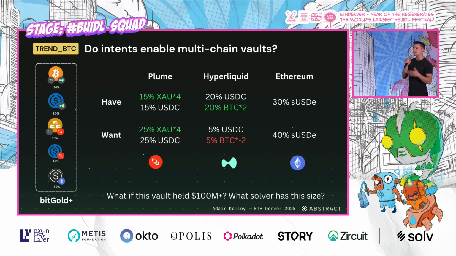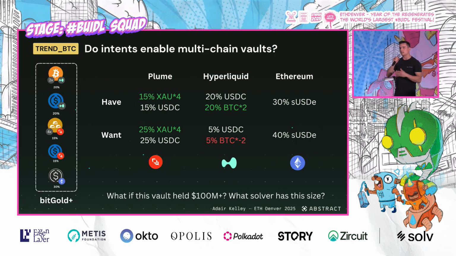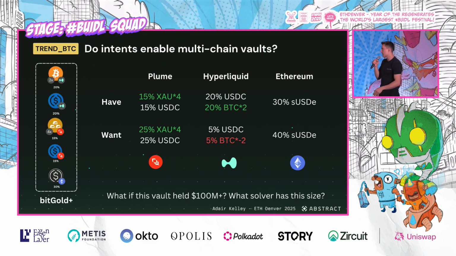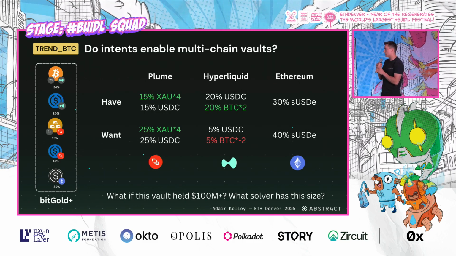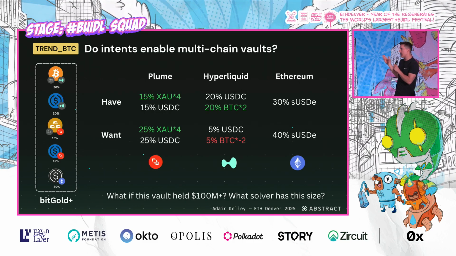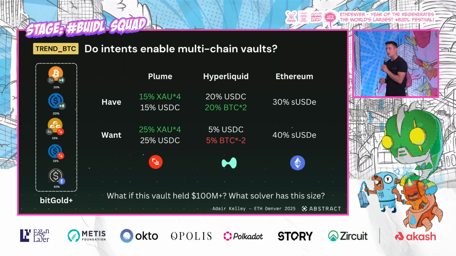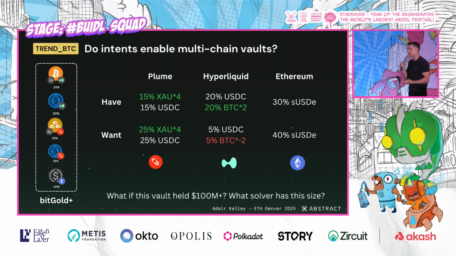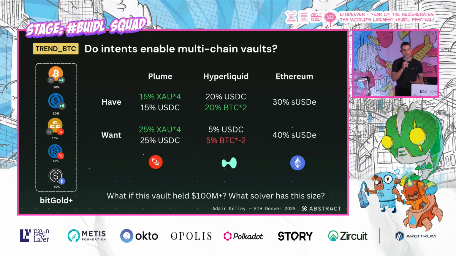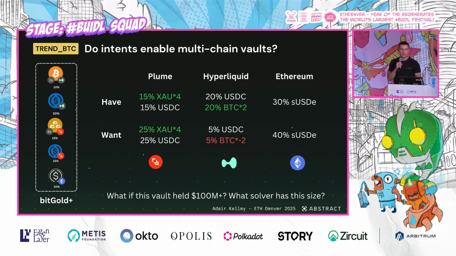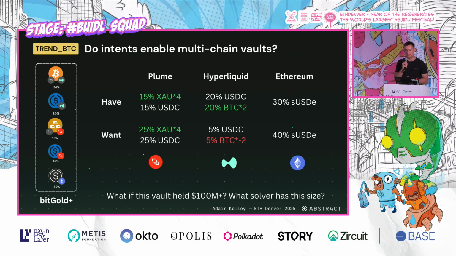Most of these chain abstraction protocols operate by using intents. And intents, as mentioned earlier, just allow you to say, I have USDC, and I want WETH. In the case of this vault, if you're on Plume Chain, you can say, hey, I've got 15% gold, but I want 25% gold. And you can broadcast this intent as the vault, and some intent solver could come in and solve for that intent, providing the liquidity where you need it.